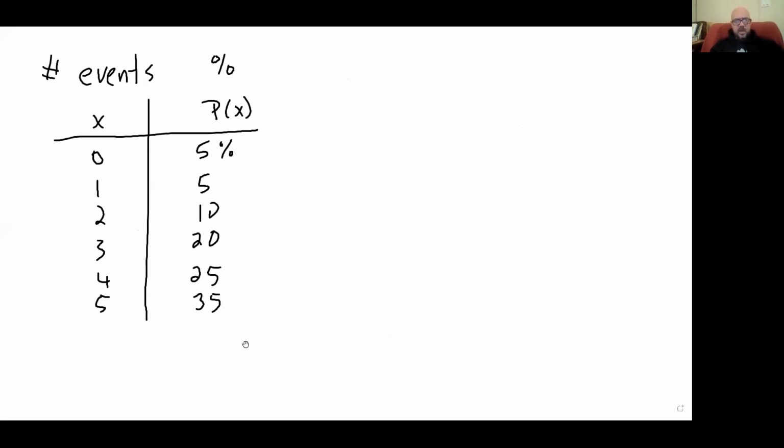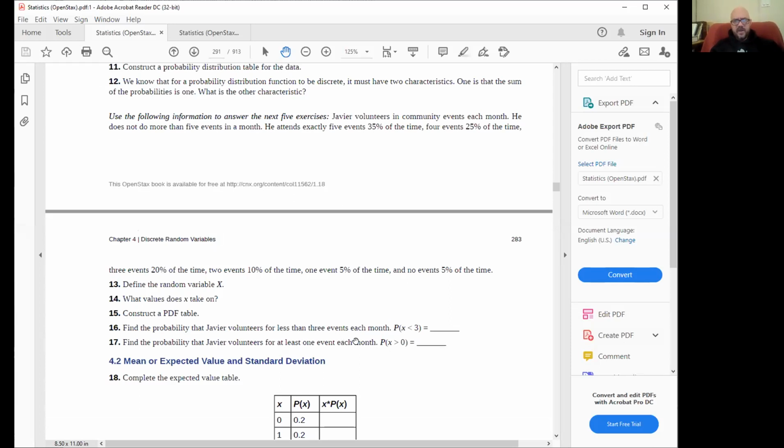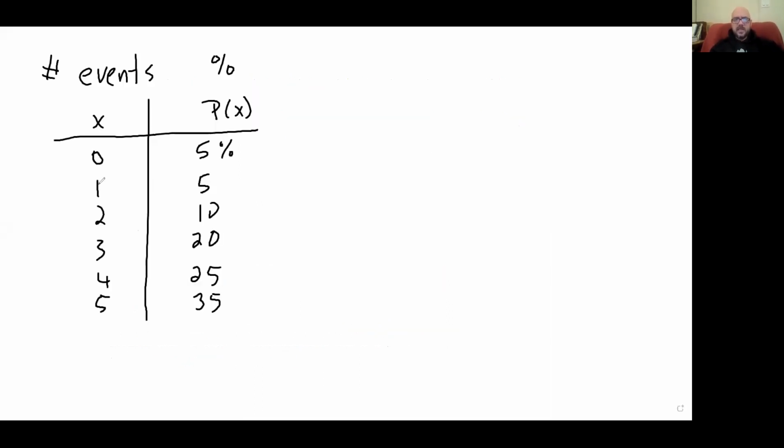Last one, find the probability that Javier volunteers for at least 1 event each month. That's the probability that X is greater than 0. This one is easiest to do by the complement rule. The probability that he does at least 1 event is all of these here, which we could add up, 5 plus 10 plus 20 plus 25 plus 35, but we know what it's going to come out to be, because there's only 5% of the time that he does 0, so this must add up to 95%. I prefer to think of that as 1 minus the probability of 0. So 95% for that one.